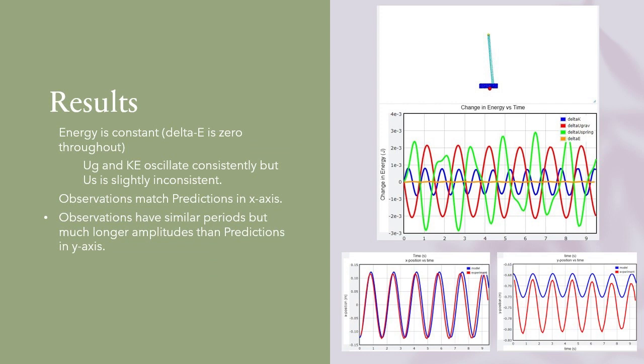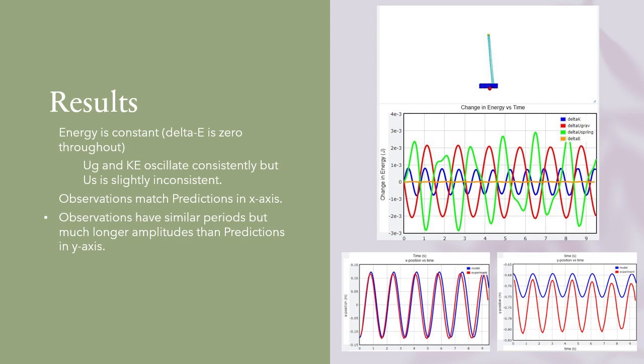So, what are my results? Firstly, I found that the energy was constant throughout my data. This was shown through the fact that delta E was 0 throughout the graph, which you can see here on the left with the orange line. For the other energies, the potential energy of gravity and the kinetic energy oscillated consistently throughout the time period. However, the potential energy of the spring was slightly inconsistent.